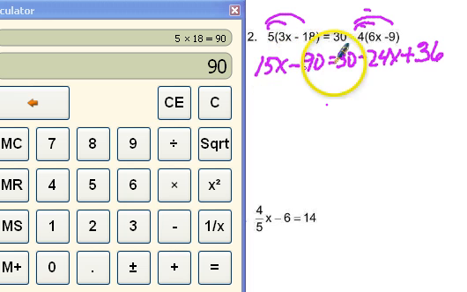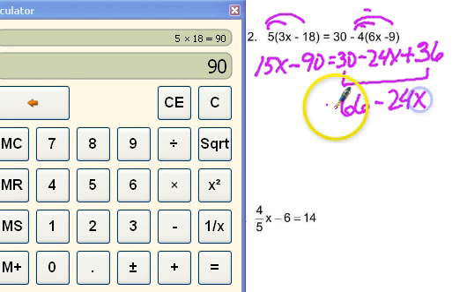Now we don't want to start moving across the equal sign until we've combined everything we can on both sides. So here I've got this 30 and 36. I'm going to combine those and make 66 out of those. And then I'm just going to bring down the x's. This is equal to 15x minus 90.